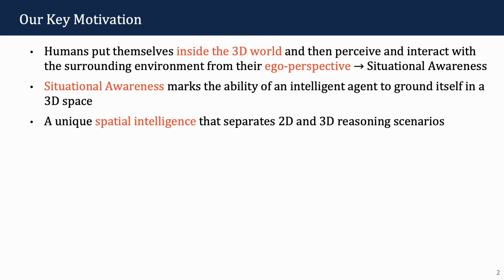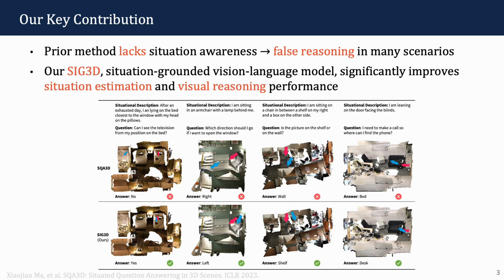This intelligence is a crucial difference which separates 2D and 3D visual reasoning scenarios, and a key to achieving seamless understanding of spatial concepts in more complex real-world environments, which is also known as spatial intelligence. However, our preliminary evaluation reveals that existing methods lack such situational awareness, which leads to false visual reasoning results in many scenarios. As shown in the top row of the figure, an inaccurate situational understanding results in wrong question answering.